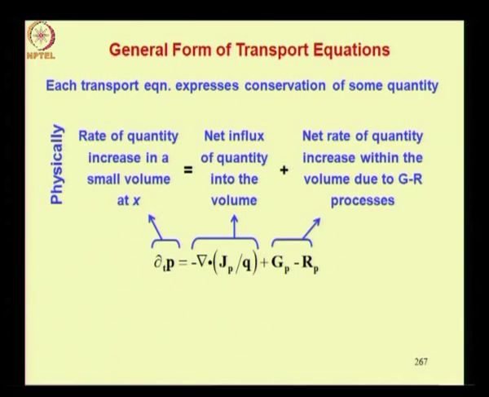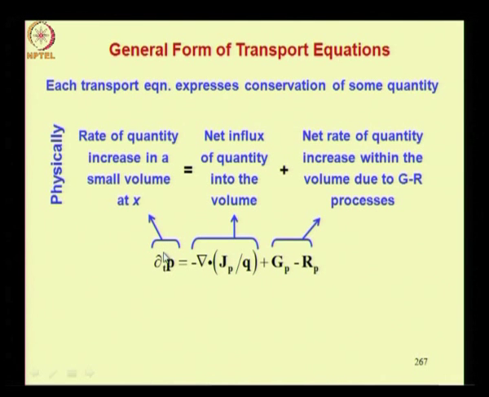So the general form we said can be regarded as similar to the hole continuity equation. So physically speaking the various terms of these equations represent what is shown here. So the rate of quantity increase in a small volume at x is the left hand side. This is equal to the net influx of quantity into the volume plus the net rate of quantity increase within the volume due to generation recombination processes.